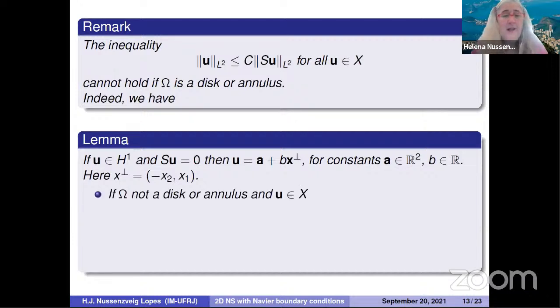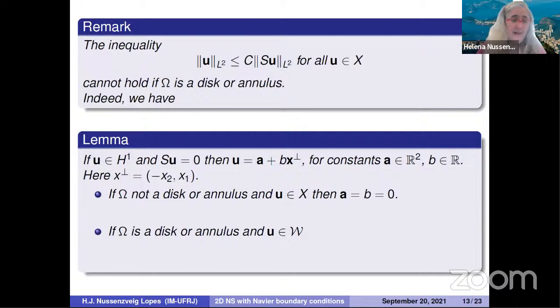Okay. Now, this is pretty easy to prove. And therefore, if omega is neither a disk nor an annulus, and U belongs to H1, then both of these constants, A and B, have to be equal to 0. And that's simply because A plus B x perp cannot be tangent to a boundary unless the boundary is circular.